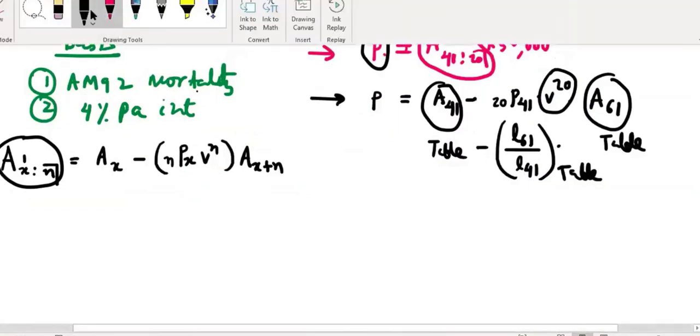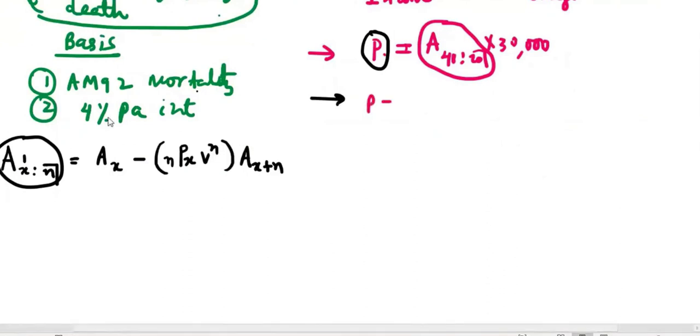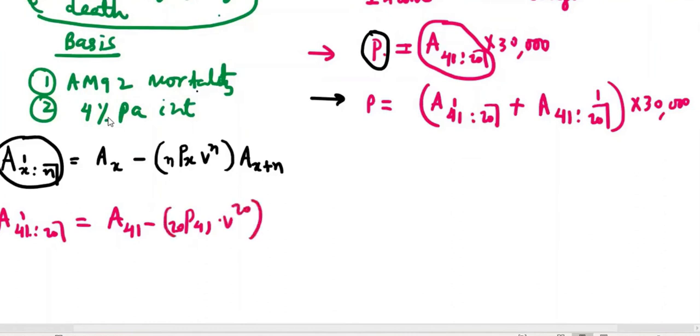We have to erase it, otherwise it will not look clear. Continue here. So let me divide this one now. Term here. This way. Then you multiply by 30,000. And for this one, we'll use the formula. A41, 20. No change. A41 minus P4120 V20. A61.